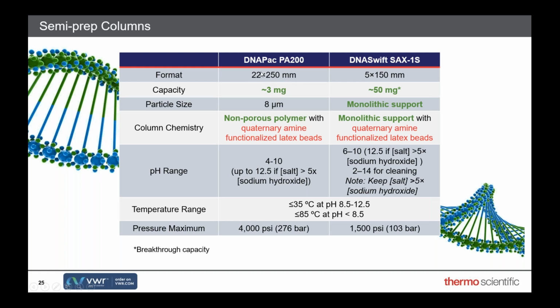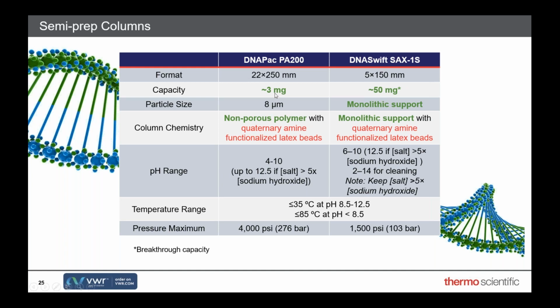For a prep column, all people do normally is we'll just pack the resin into a great big column. In this case, this is what we've done with the DNA Pac PA200. This is a big column. It's 22 millimeters wide, 25 centimeters long, and the capacity is 3 mgs. Now, if you look at the DNA Swift on the other side, it's much, much smaller. It's a fraction of the diameter, and it's shorter, yet the capacity is up at 50 mgs.